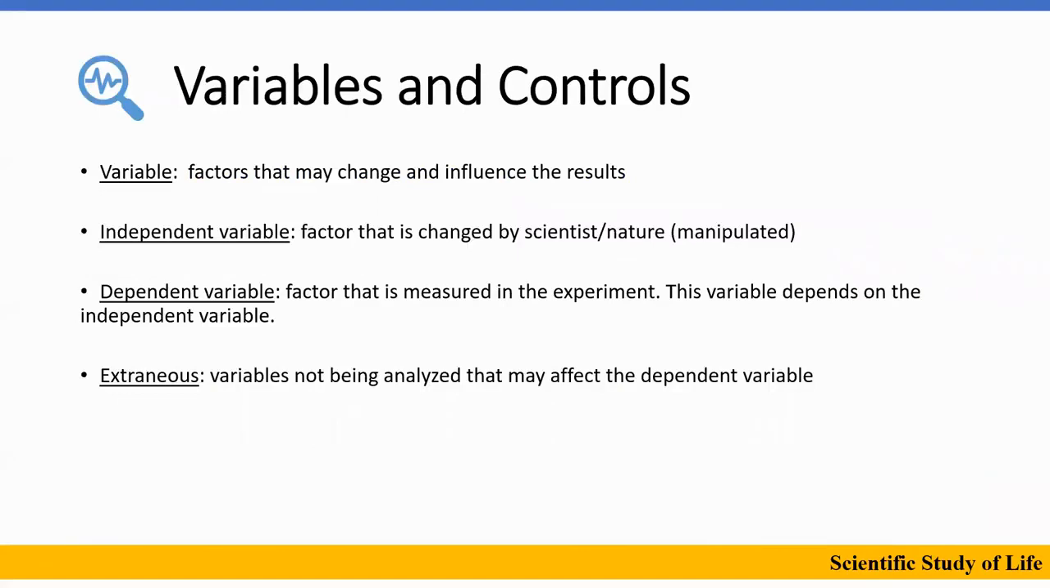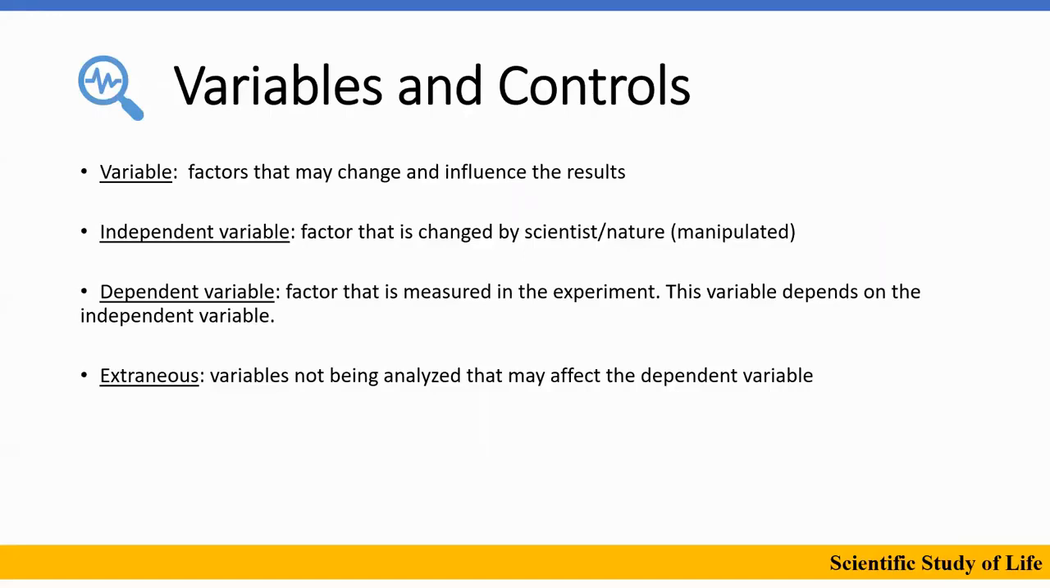Variables and controls. So a variable is simply defined as a factor that has the ability to change and influence the results in the experiment. The independent variable is the factor that the scientist changes or has the ability to manipulate, and the dependent variable is the factor that we are measuring. It is what we are measuring in the experiment.